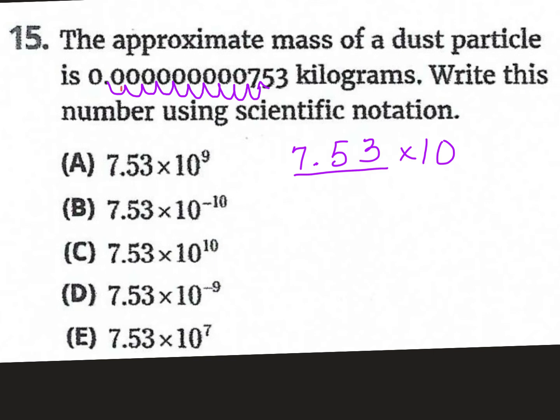So we moved it 1, 2, 3, 4, 5, 6, 7, 8, 9, 10. So it's going to be times 10 to the negative 10 because we moved it 10 places. So the answer is B.